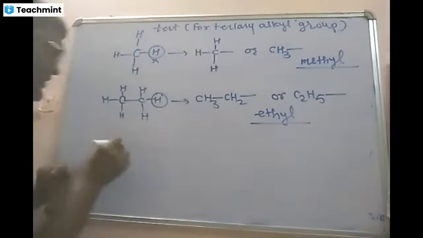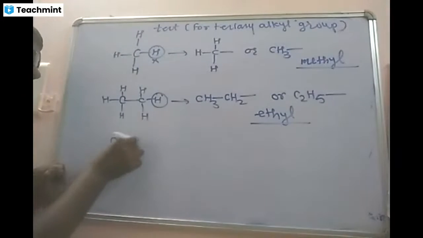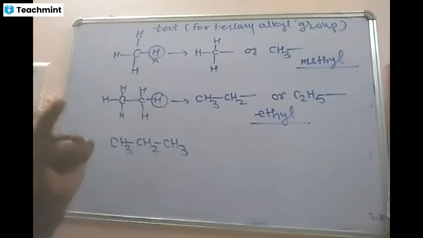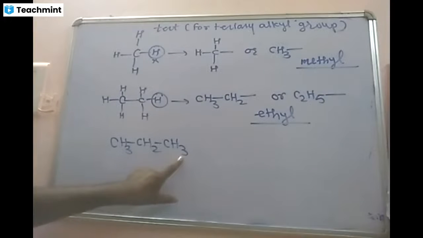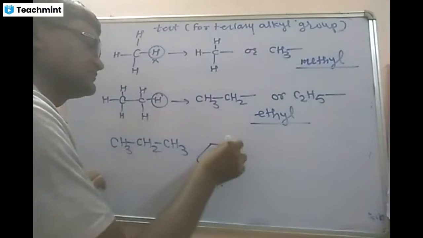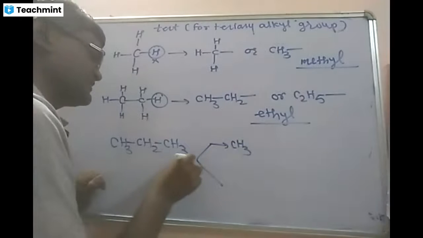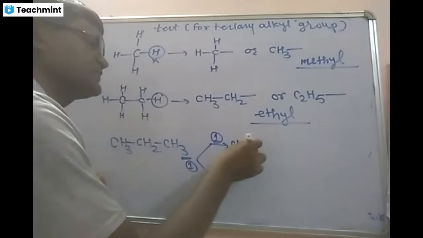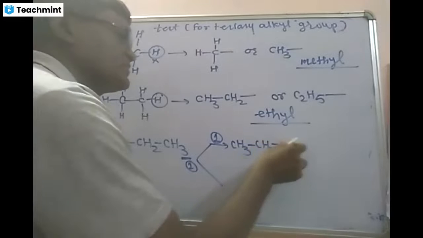If you go for the propane, now here there are 2 possibilities for removing the hydrogen. See here, this one primary, this one primary. यहाँ से निकालो चाहे यहाँ से निकालो, एक ग्रुप बनेगा. टर्मिनल से निकाल रहे हो यहाँ से, you are getting this type of group, CH3, CH2, CH2.